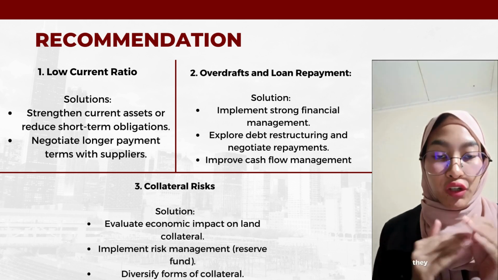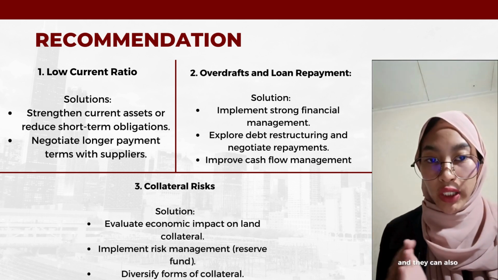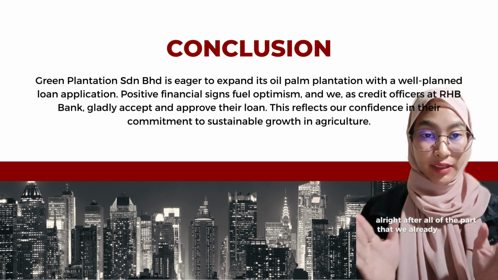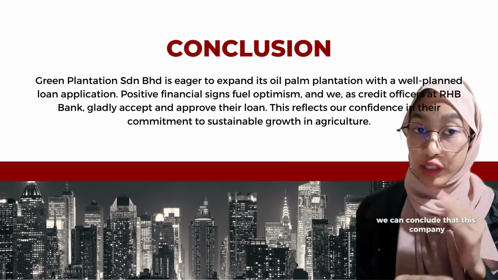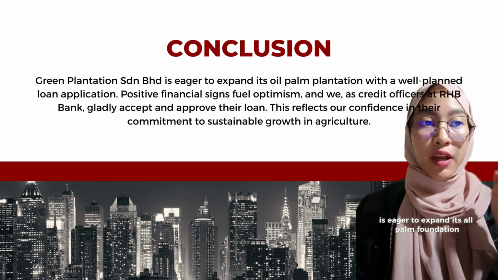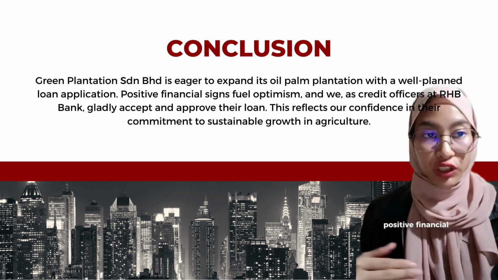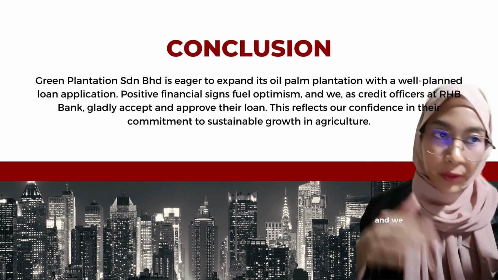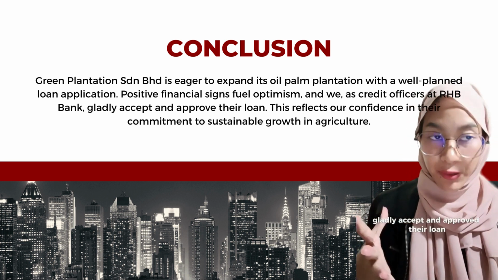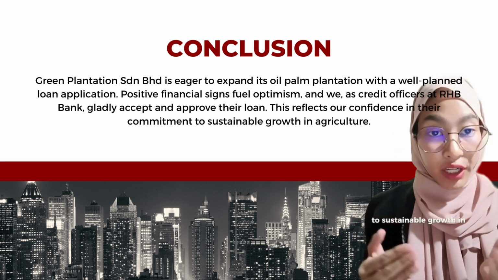They can also implement risk management like a reserve fund, and diversify forms of collateral. Alright, after all of the parts that we already discussed, we can conclude that this company, Green Plantation Sdn Bhd, is eager to expand its oil palm plantation, with a well-planned loan application, positive financial signs, and full optimism, and we as credit officers at RHB Bank gladly accept and approve their loan. This reflects our confidence in their commitment to sustainable growth in agriculture.